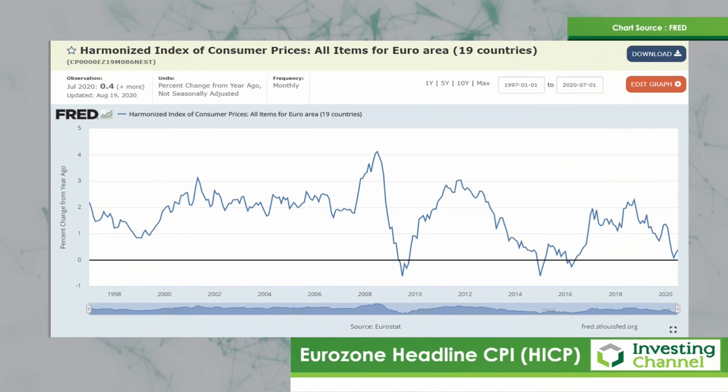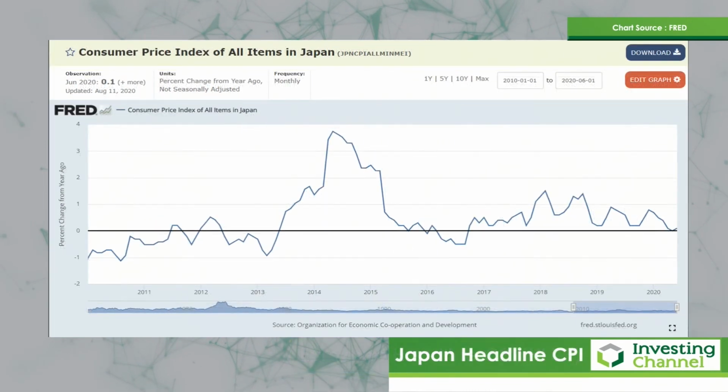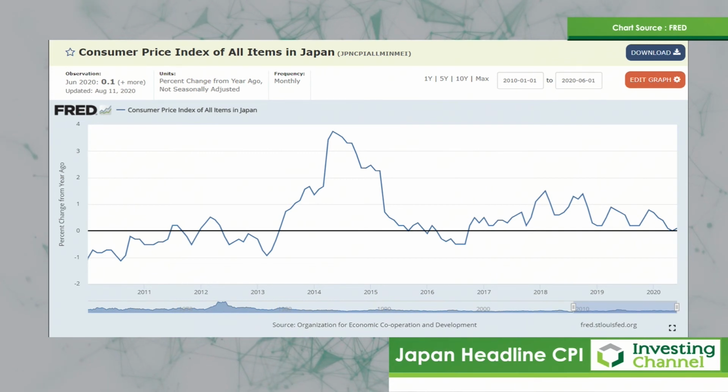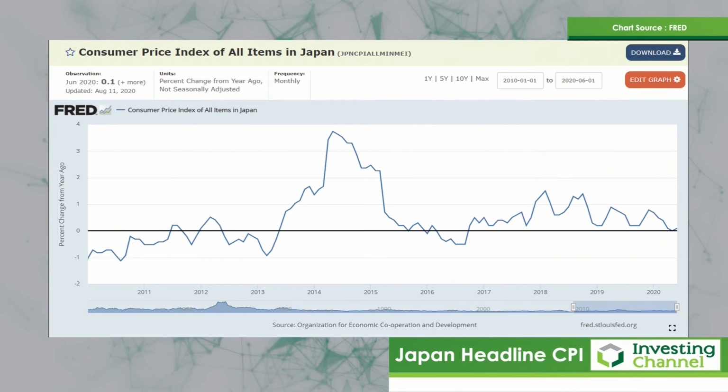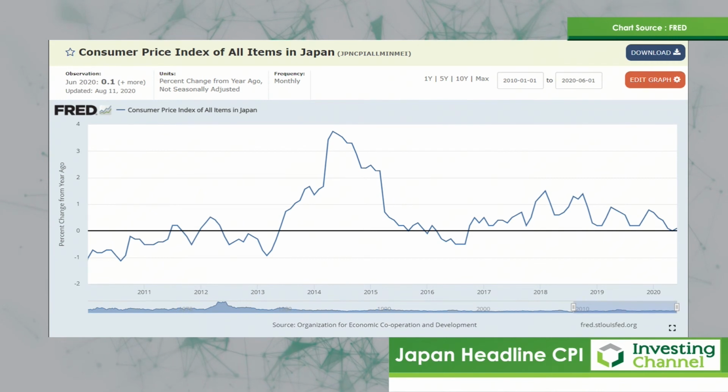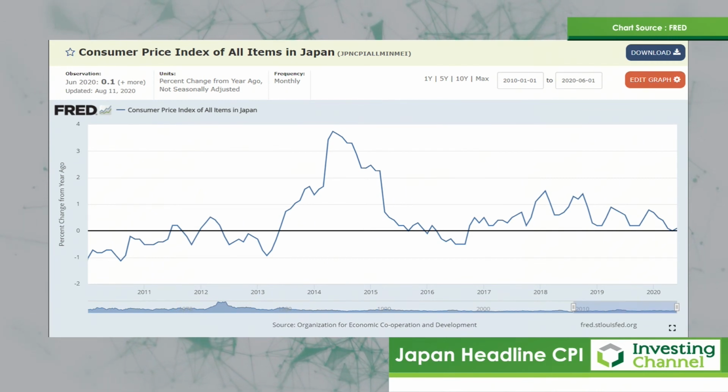If that's a tale of woe, then perhaps we should look at my final chart, which is Japan's inflation rate. Which, as one can see, barring the sales tax induced hike in the 2014-2015 period, basically the Bank of Japan has never managed to get anywhere near.